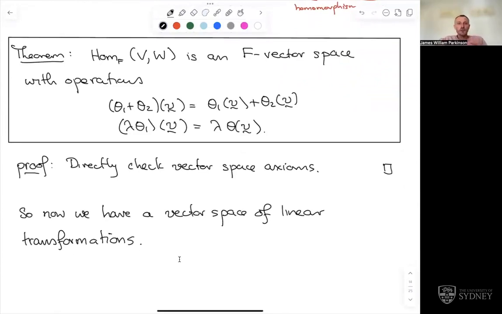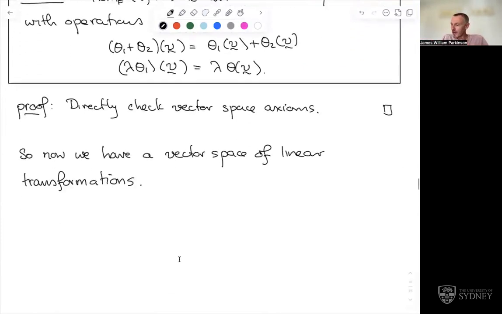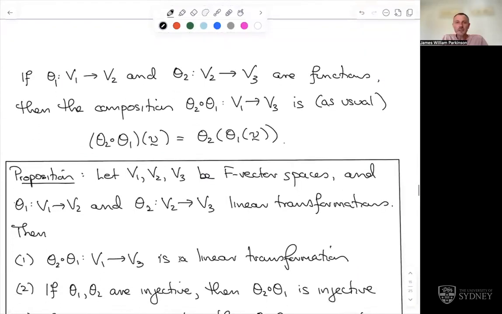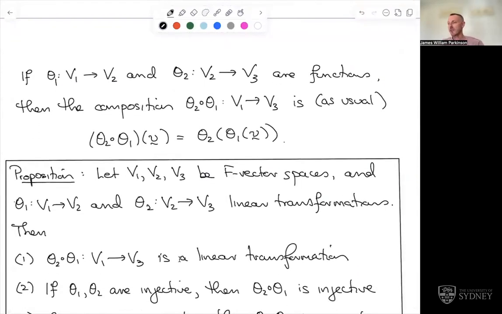So now we have a whole vector space full of all the linear transformations from V to W. The very last thing I want to say before we finish is about composition. If we have two linear transformations, θ1 going from V1 to V2, and θ2 going from V2 to V3, at this stage I'm just saying they're functions, with these V's being sets. Then I define the composition in the way you normally define it: θ2 composed with θ1 is the function v maps to θ2(θ1(v)).